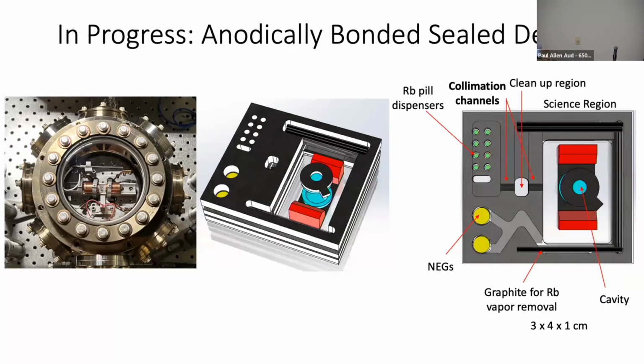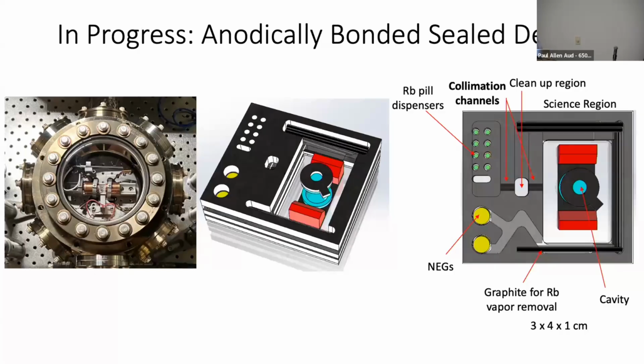I brought it with me. But the basic idea is, sort of these little rubidium dispenser pills. You heat them up, you get a sort of vapor of rubidium over here. There are 100-micron channels that collimate the beam. There's a sort of a cleanup region where you pump away rubidium vapor using graphite rods.